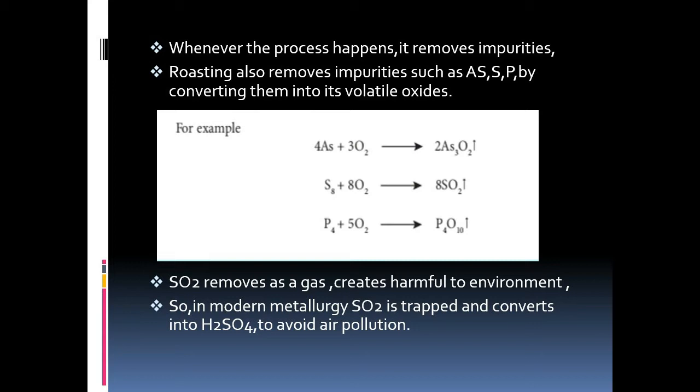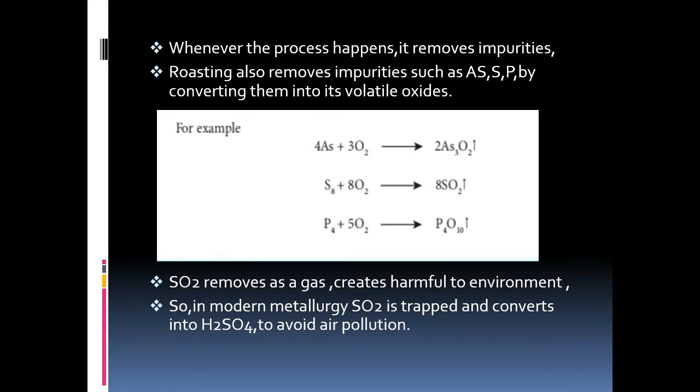Here sulfur dioxide removes as a gas. It is harmful to the environment. So you have studied about acid rain and all. Acid rain, then depletion of ozone layer, greenhouse effect. So இதுக்கெல்லாம் major causes என்னன்னா இந்த sulfur dioxide வந்து environmentல கலக்கிறதுனால தான். So in this process a lot of sulfur dioxide gets removed and it is very harmful to the environment. So in the modern metallurgy process the sulfur dioxide என்ன பண்றாங்க, அதை trap பண்ணி அதை sulfuric acid ஆ convert பண்ணிடுறாங்க in order to avoid the air pollution.